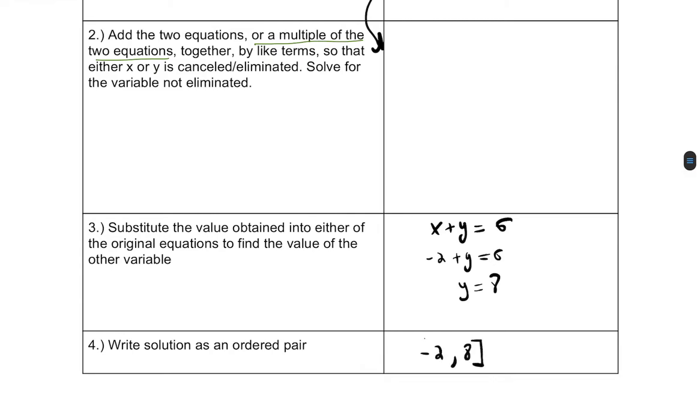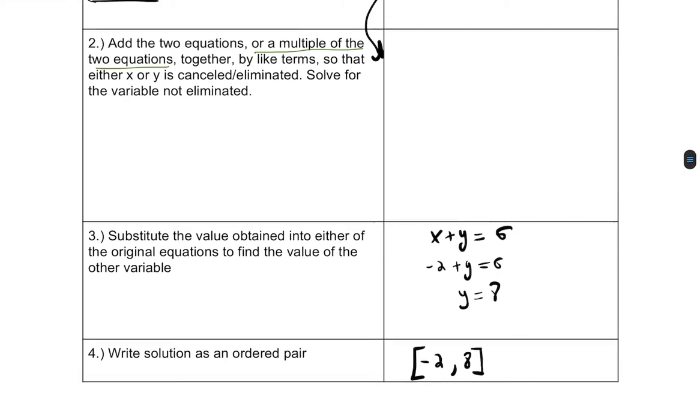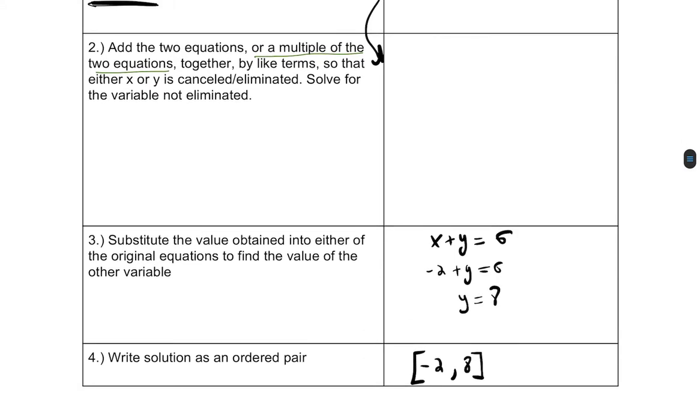The finishing process is always the same. Once you have all but one of the variables solved for, you can take it back and plug it in to solve for the other variable.